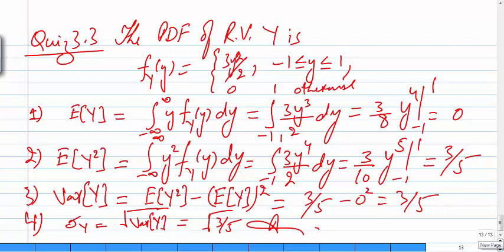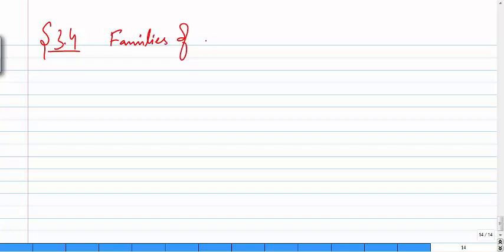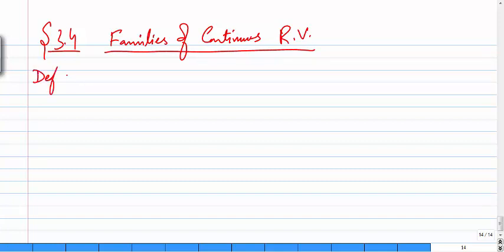From here, we last time did the 3.3 quiz. Now we will move to the next one, and we start discussing 3.4, that is families of continuous random variables. For families of continuous random variables, we have Definition 3.5. The first one is the uniform random variable.